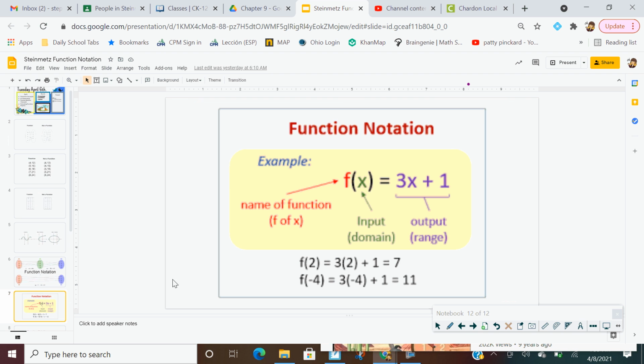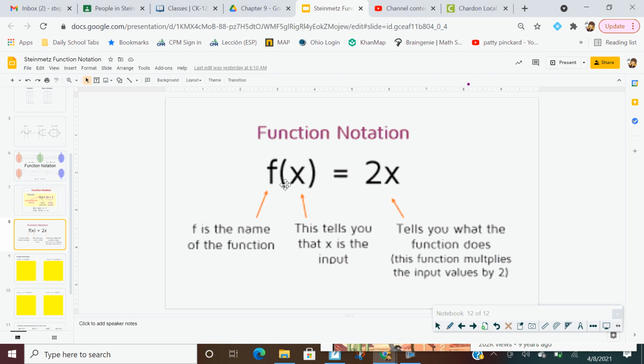Okay. So here's an example of function notation. So we have f of x, that's the name of the function. x is the input value, what we're replacing x with, and the function was 3x plus 1. So if we say f of 2, which means that the x value is 2, we plug in 2 and get 6 plus 1 equals 7. And then for the second one, it should be negative 11, because negative 12 plus 1 is negative 11.